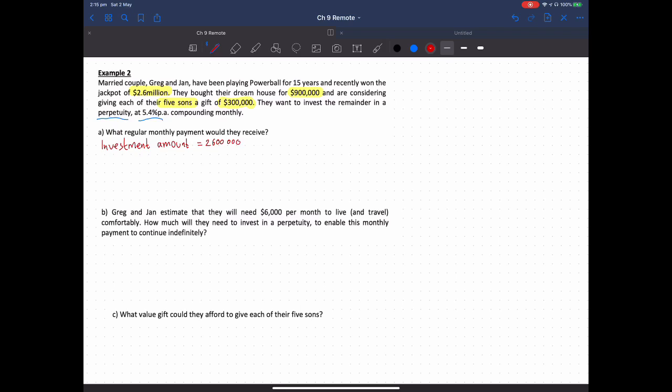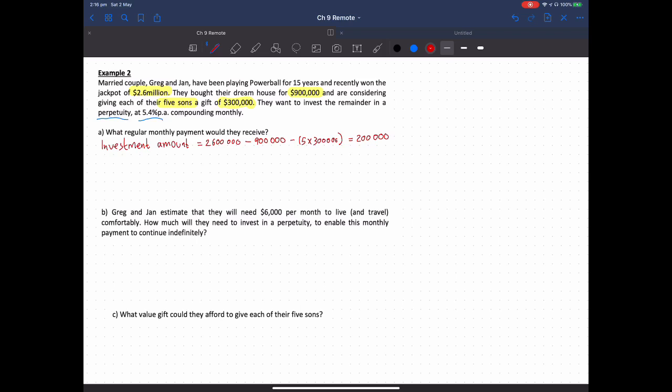Now, 2.6 million, we won't write obviously as 2.6, but 2,600,000 minus, they've purchased this house for $900,000, so we're going to have to subtract the $900,000 from it, and they're going to give each of their sons $300,000. So we're going to have to subtract another 5 lots of $300,000. When we work that out, we get $200,000. So they're left with a total of $200,000 left to invest.